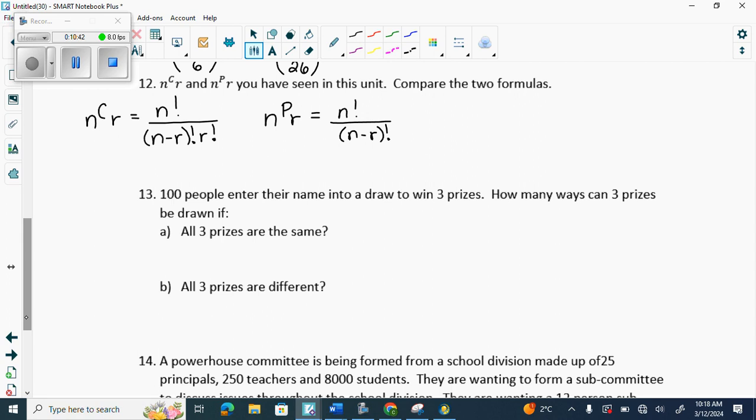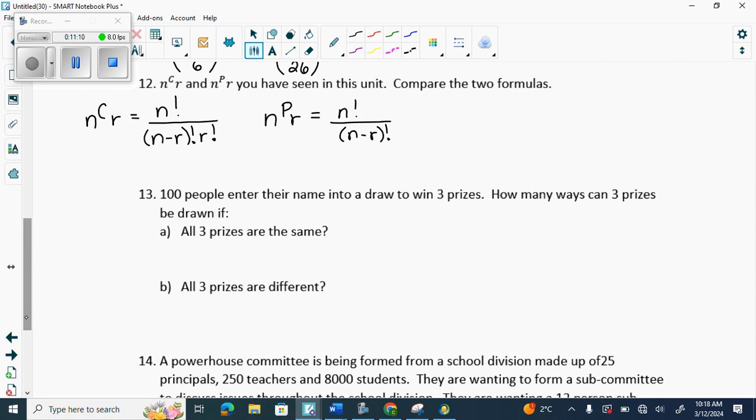If you actually had to compare them with writing, you would have to explain that nPr is the permutation formula. In the permutation formula, there's n factorial over n minus r factorial, and nCr has the same thing. It's the combination formula. So compare is similarities and differences. You'd say they're similar in the fact that they actually look the same. The differences are that the combination formula has to divide by r factorial to get rid of the cases that are different. You have to do that actual explanation.